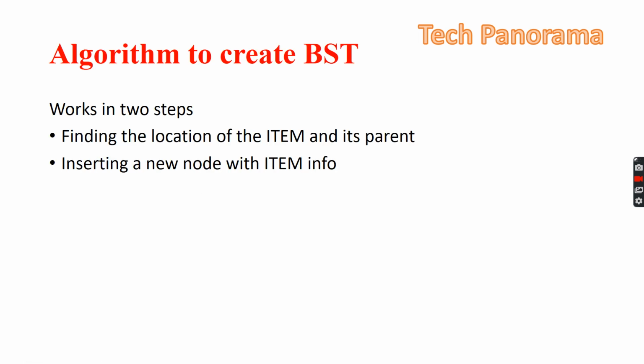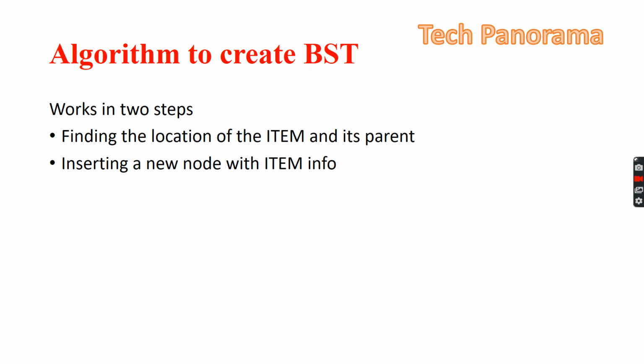So the algorithm works in two steps. First, we will find the location of the item. Location means whether the item will be the left or right of its parent, and what its parent will be. Then after finding the location, we will insert the item into the binary search tree at its position.